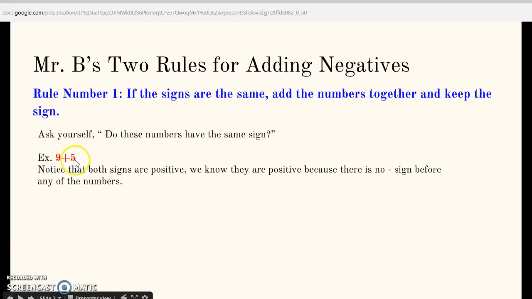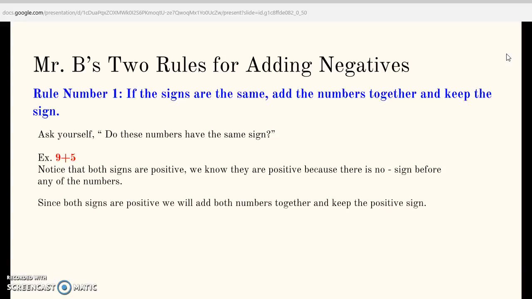9 plus 5. See these right here? These do not have any signs associated with them. If it had a sign next to it, it would more than likely be this sign right here, which is a negative sign. It looks like a minus sign. So if anything is attached to it, it will be more than likely negative, or there will be no sign making it positive. Notice that both signs are positive. We know they are positive because there is no negative sign before any of the numbers. Since both signs are positive, we'll add both of the numbers together and keep the positive sign.